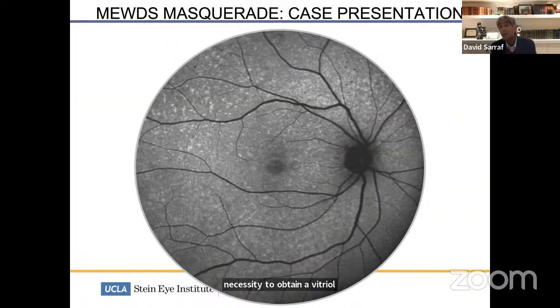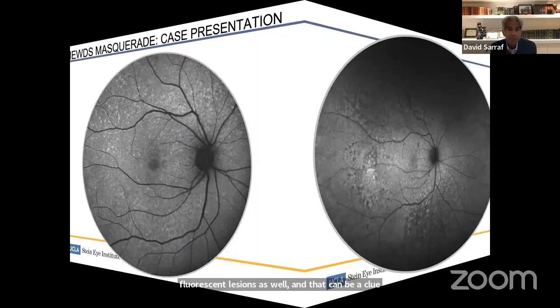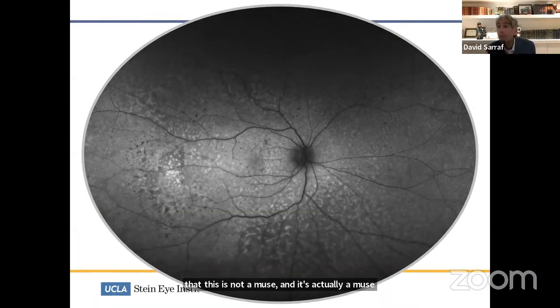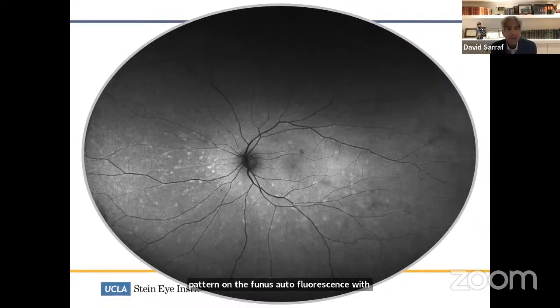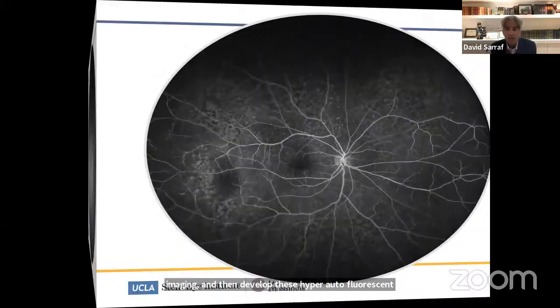And here is actually a case presentation that I'll end this lecture with. A patient who presented with what was initially thought to be MUDES, with these hyperautofluorescent lesions. But if you look carefully, you'll see some hypoautofluorescent lesions as well. And that can be a clue that this is not MUDES and it's actually a MUDES masquerade. This patient went on to develop more of a leopard spot pattern on the fundus autofluorescence with wide field imaging, and then developed these hyperautofluorescent lesions in the left eye, another sign that this is not MUDES and that you're dealing with a more malignant consideration here.